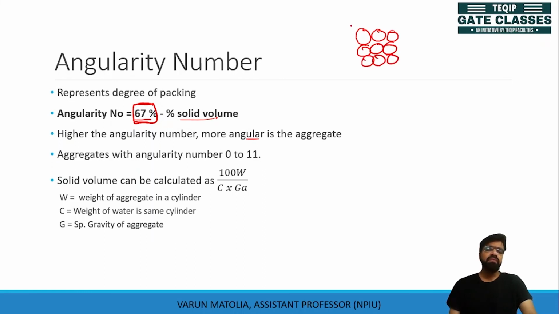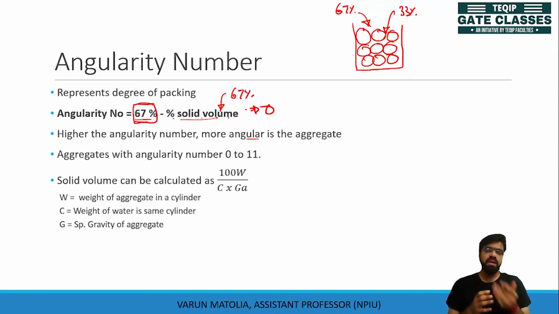Means in a volume, if totally round aggregates are packed, the solid volume in this packing will be 67%, and the voids which are left are 33%. So we are measuring this angularity number in comparison with the totally round aggregates. If the aggregate which we have is totally round, then the percentage solid volume will be 67% and this angularity number will be 0. So for angular aggregates, this angularity number will increase.